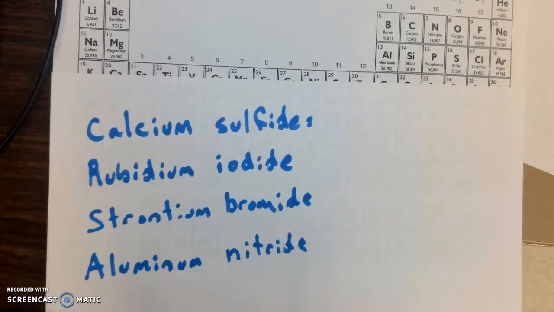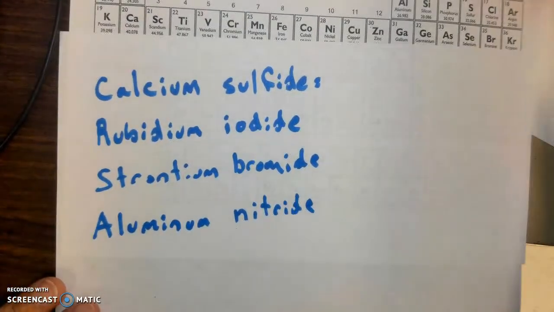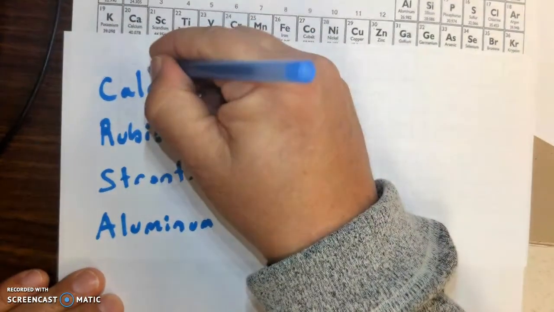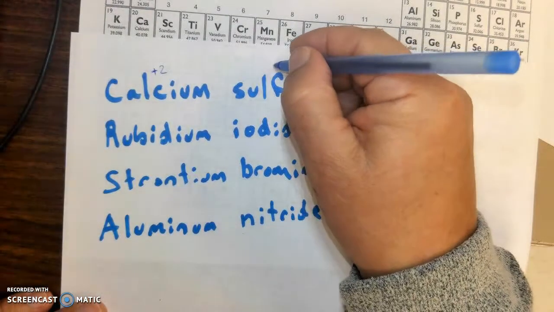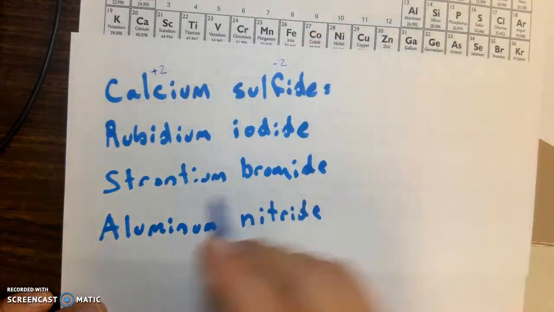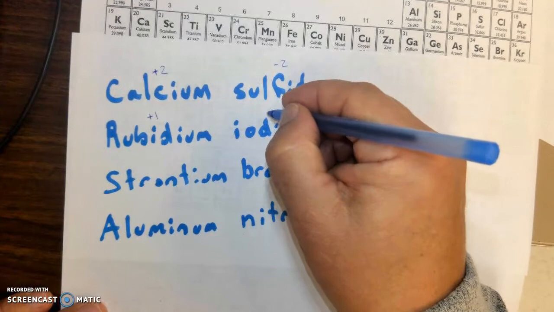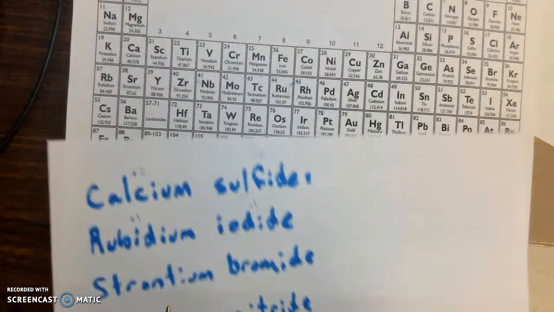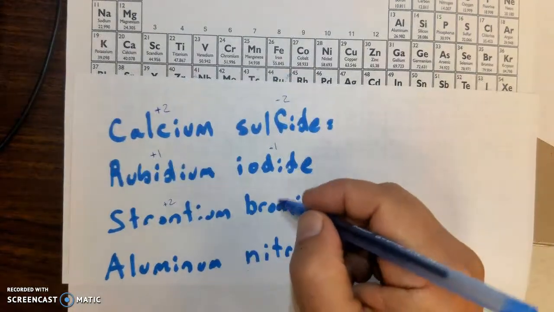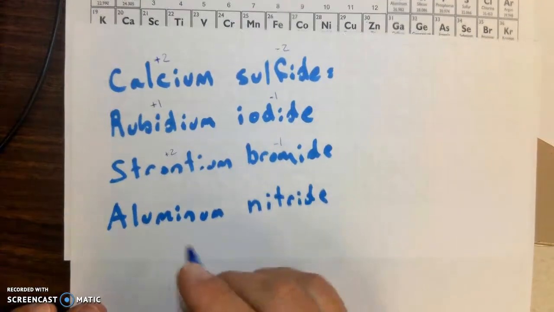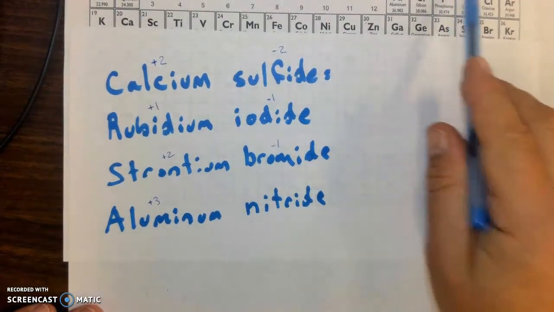The next time you'll be doing this, it'll be for an assignment, okay? So I'm just going to start by putting the charges over the top. Calcium is a group 2er, alkali earth metal. Sulfur's a group 16er. Rubidium's a group 1er. Iodine's group 17. Strontium is in group 2. Bromine is in group 17. Aluminum, group 13. Nitrogen, group 15.